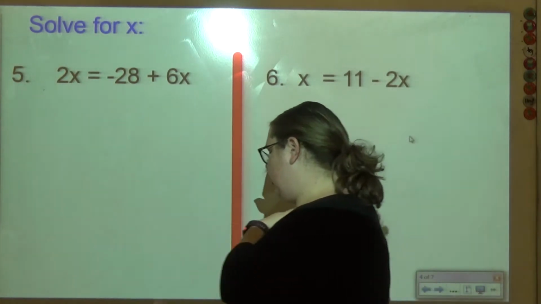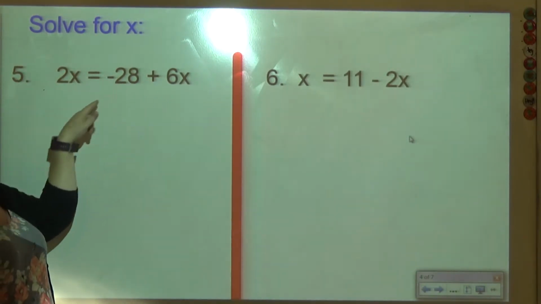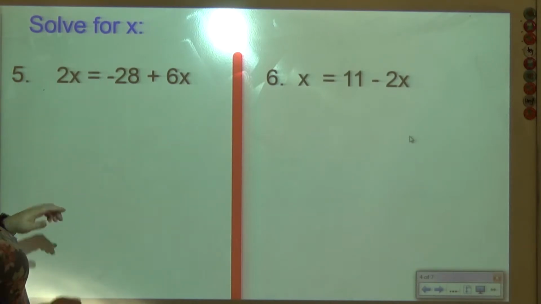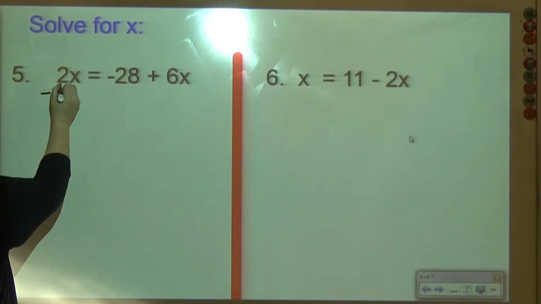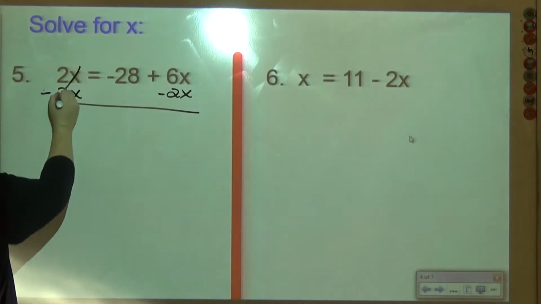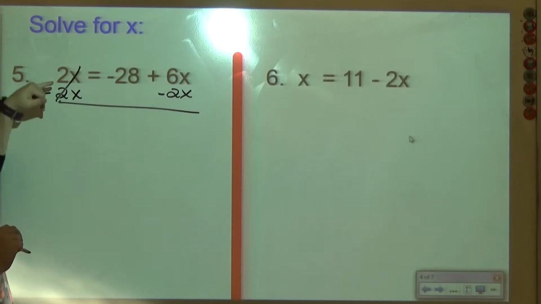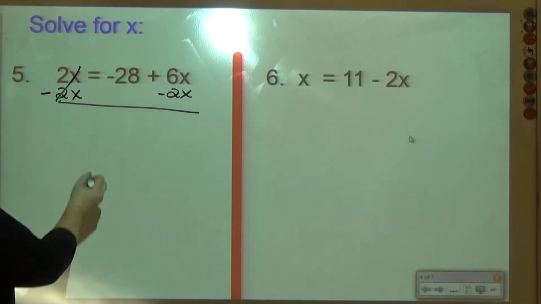The problem is, don't write this down. If you subtract 2x on both sides, watch what happens. You cancel out, and then students do crazy math. Because what's 2x minus 2x? 0.